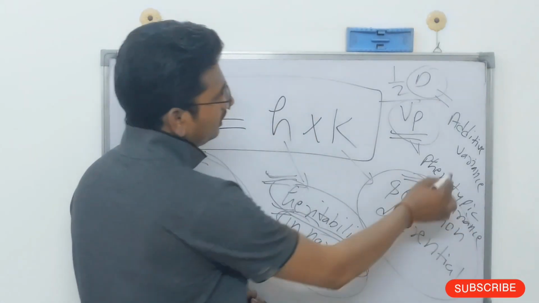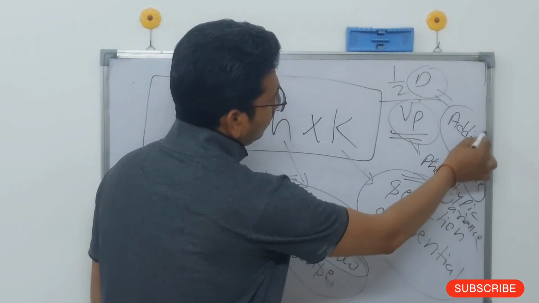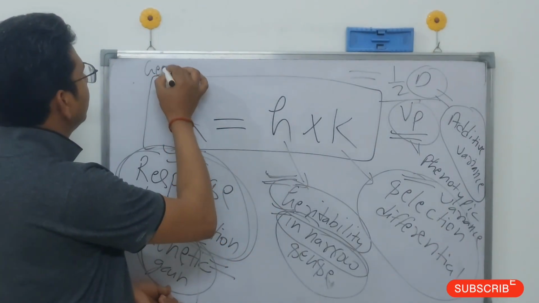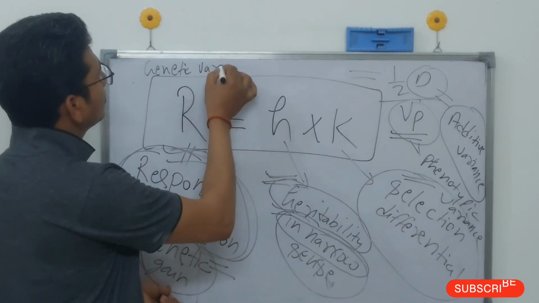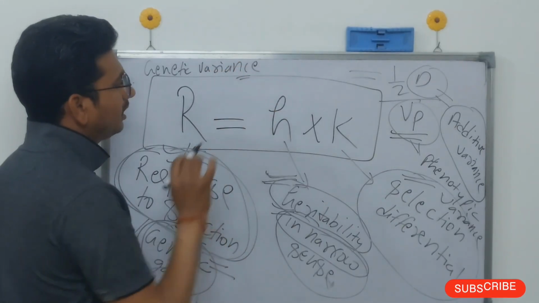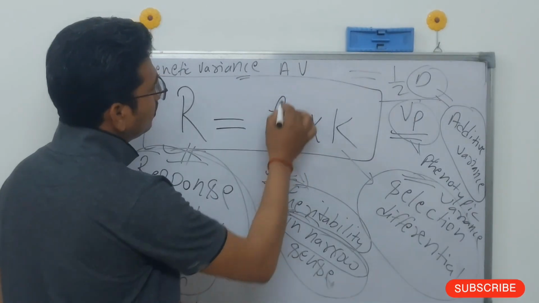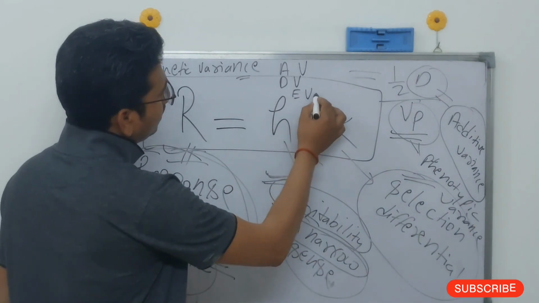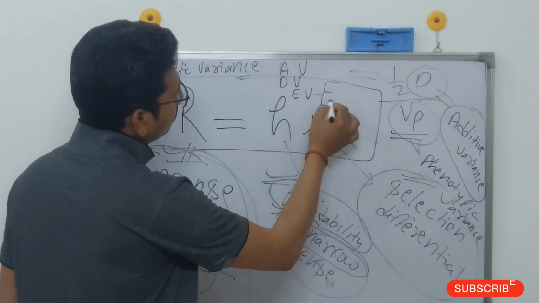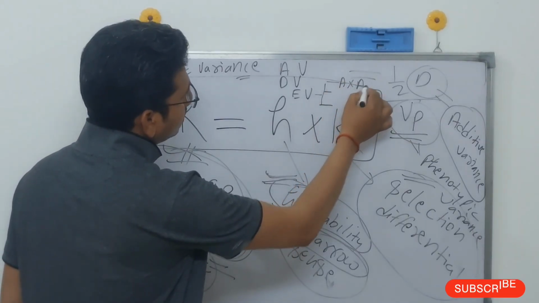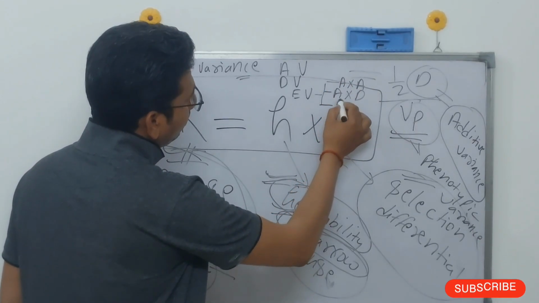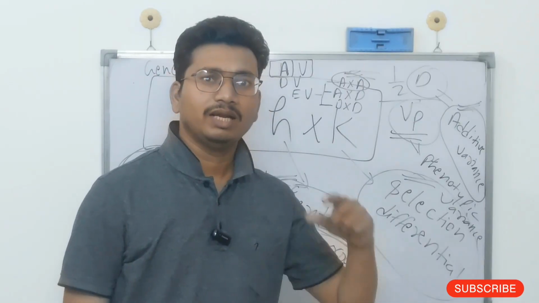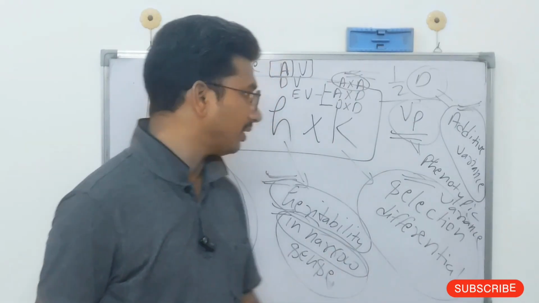We all know that the additive variance is a component of genetic variance. Actually, genetic variance has three components: additive variance, dominance variance, and epistatic variance. And epistatic variance can also be further divided into three parts: additive into additive variance, additive into dominance variance, and dominance into dominance variance. And additive variance is always heritable and fixable in nature.